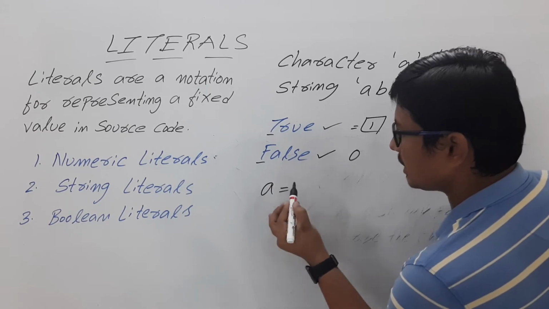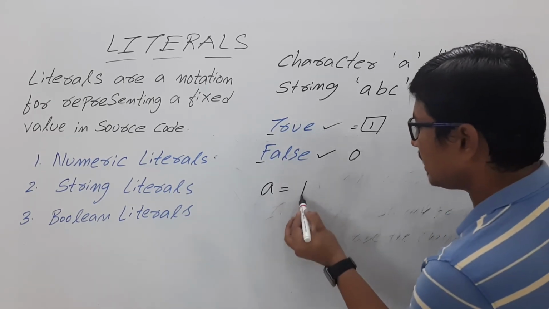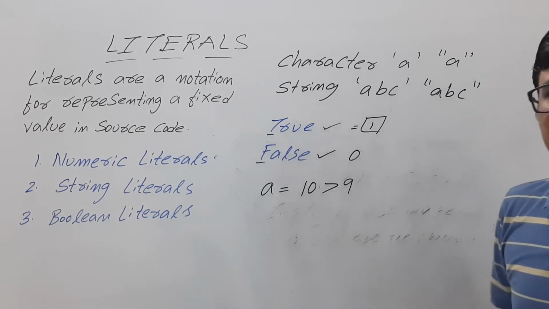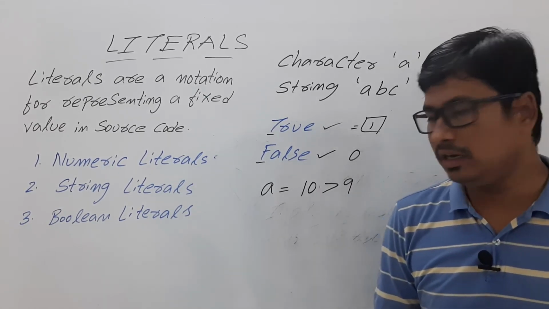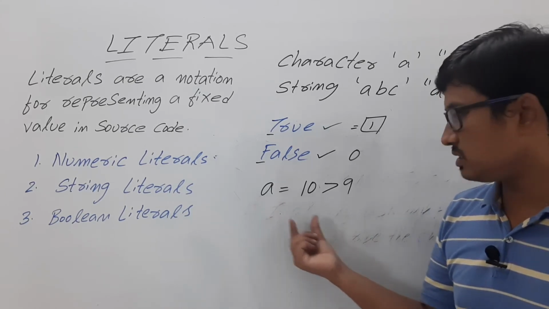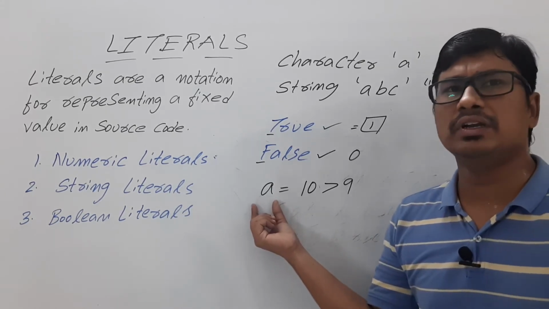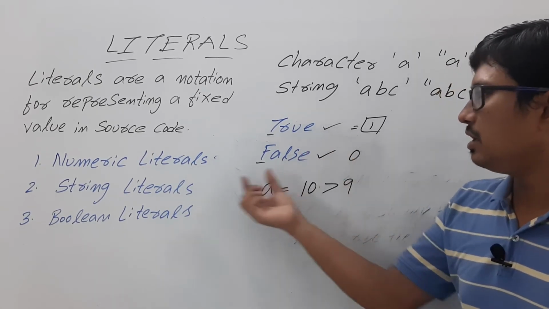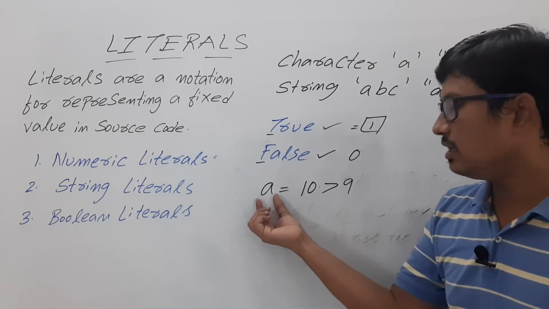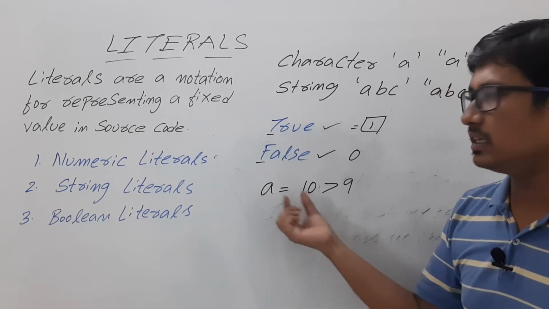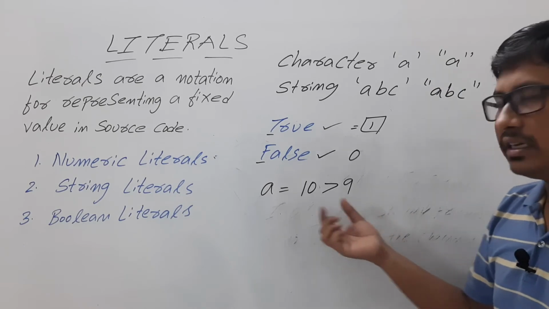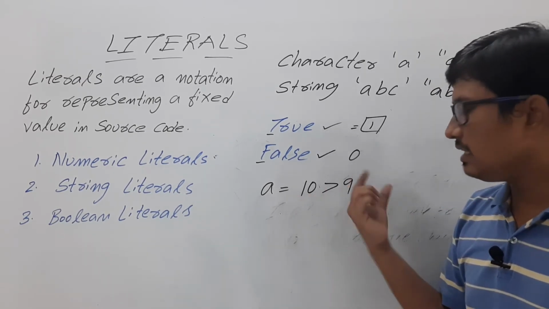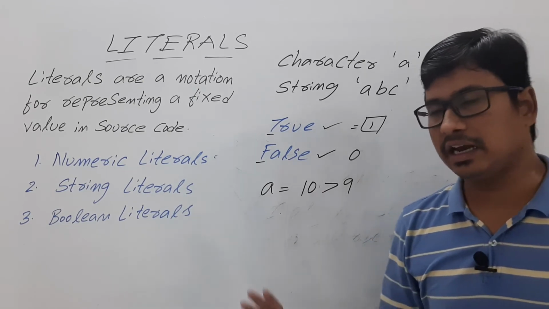Let's take that I have written a = 10 > 9. Now, whether 10 is greater than 9 or not. Maybe you do not know what this is. A is a variable. I will discuss what variables are in the next video. But for your understanding of how Boolean literals work, I am discussing it here. A = 10, where 10 is an integer literal, and 9 is again an integer literal, and you have a comparison. So is 10 greater than 9 or not? Yes, 10 is greater than 9.